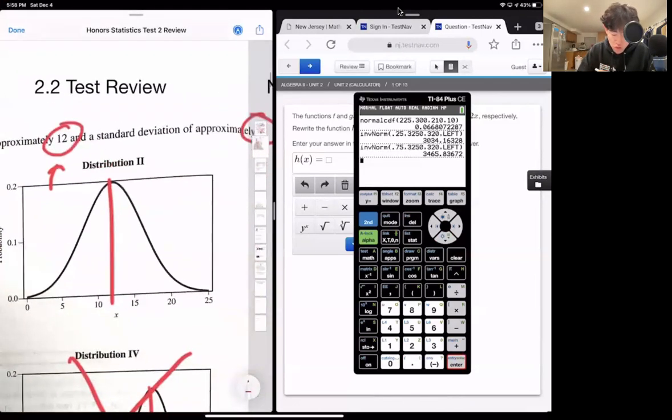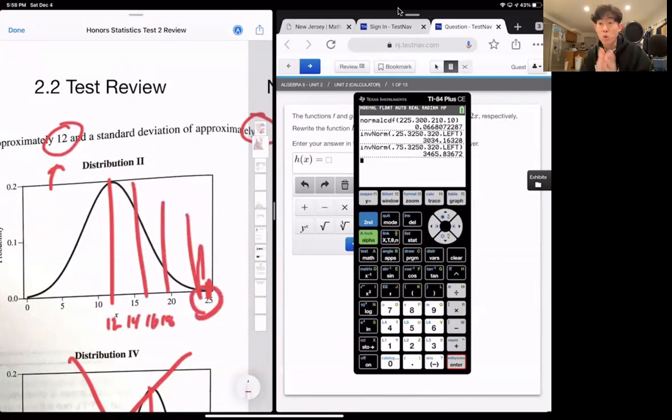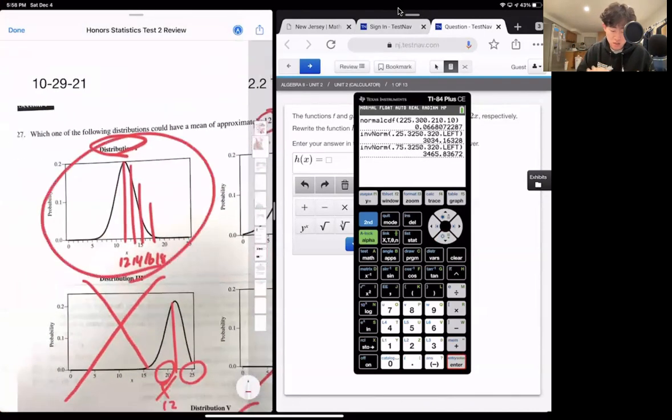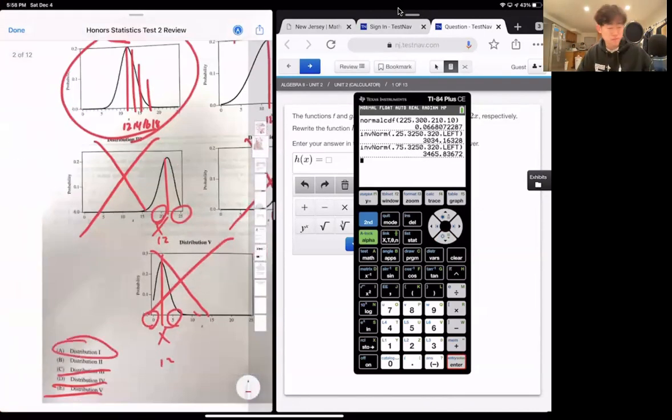But for this distribution 2, if I move, like, let's say this is 12, then I move 14, 16, and 18. Notice how 1, 2, 3 standard deviations is lasting more than beyond 20. So distribution 2 is just way too large of a spread for it to have a standard deviation of 2. Therefore, the correct answer here will be distribution 1. Very similar to the question we did, or one of your classmates explained for the scavenger hunt question.